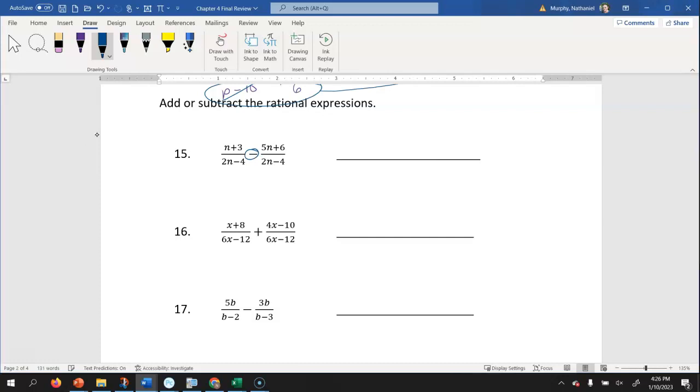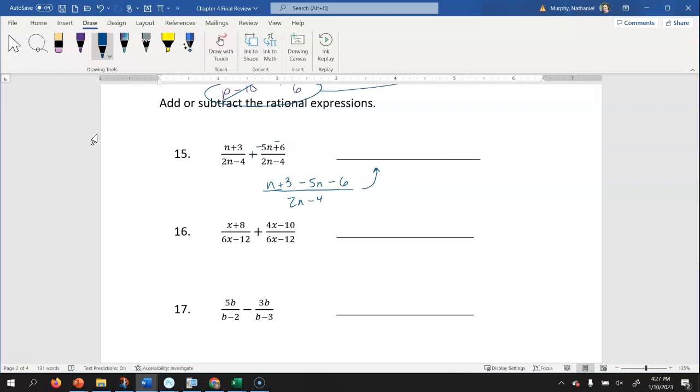Now this is subtraction. So what I'm going to do is I'm going to change this before I do anything. I'm going to change this to adding, and I'm going to distribute that negative. Okay, so we would have in our denominator, we'd have 2n minus 4. Okay, so we have a common denominator, so we can write that as a single denominator. Our numerator, we'd have n plus 3. Then we'd have plus a negative 5n, so we'll write it as minus 5n, and then minus 6.